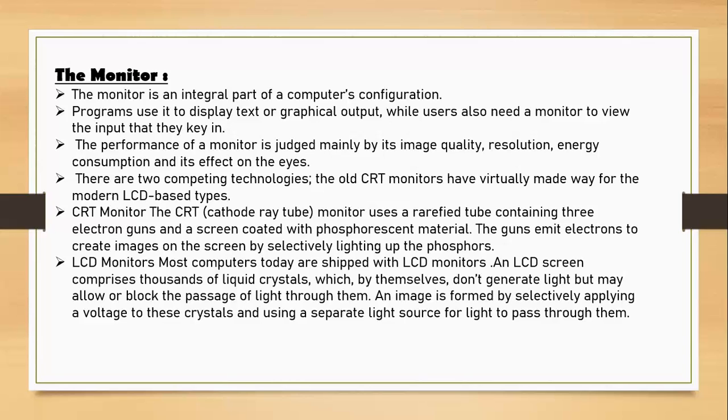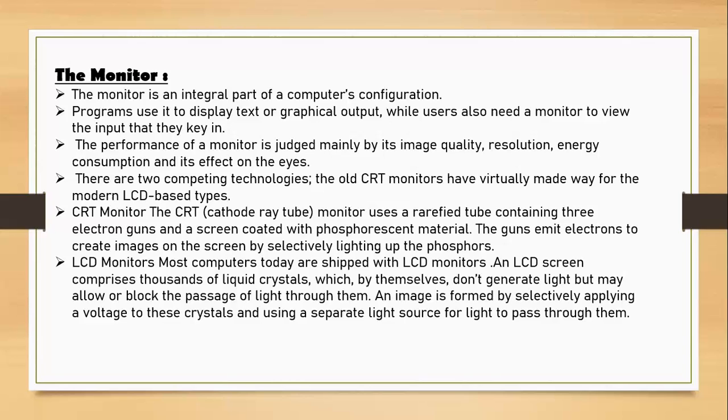CRT monitor. The CRT, cathode ray tube, monitor uses a vacuum tube containing three electron guns and a screen coated with phosphorescent material. The guns emit electrons to create images on the screen by selectively lighting up the phosphors.